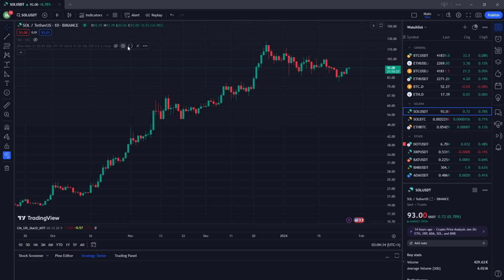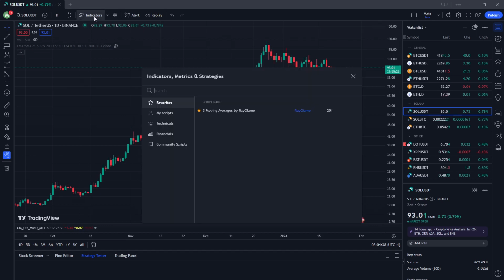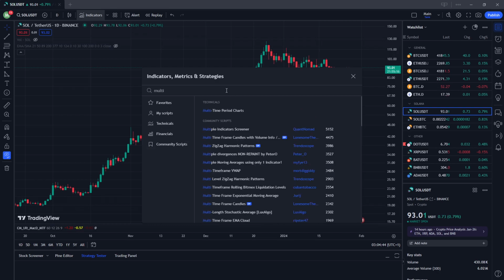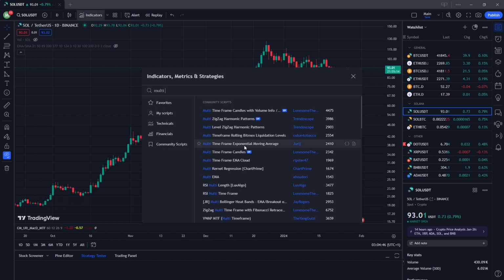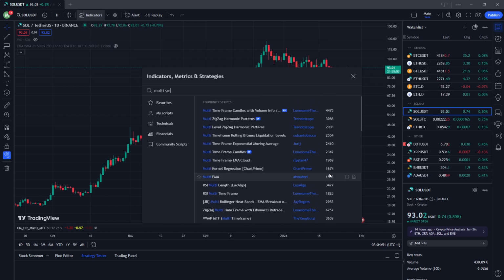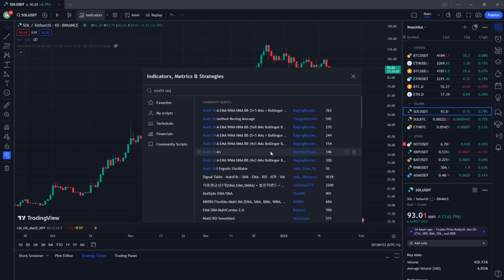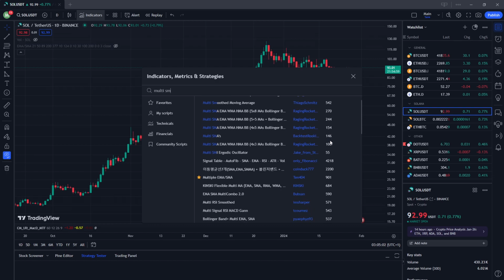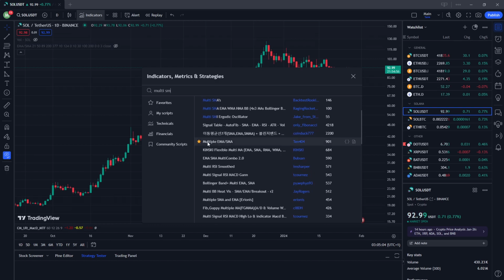So I'm going to open this one, and this is the EMA SMA that I found. Let me see. I went down to community scripts, and then I typed multi, I believe, and I saw this one, but it was not the one that I was looking for. I was looking for multi SMA EMA Bollinger Bands. I don't know what it all said, but I think I just clicked on this one, which has a lot of likes, 900, not the most, but enough. So this was very nice.